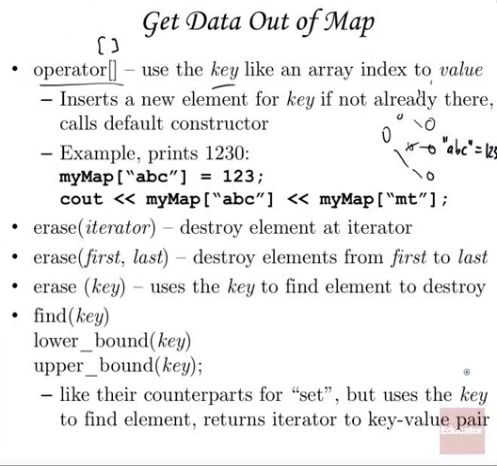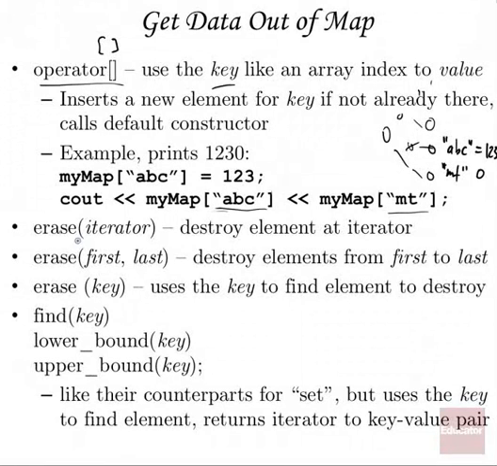So let's print it out. My map ABC and my map MT. Well, MT is not in there yet. So, let's put MT in there and set it to the default constructor, which for an integer will be 0. So we print this out, we'll get 1, 2, 3 from the ABC map and 0 from the MT map.